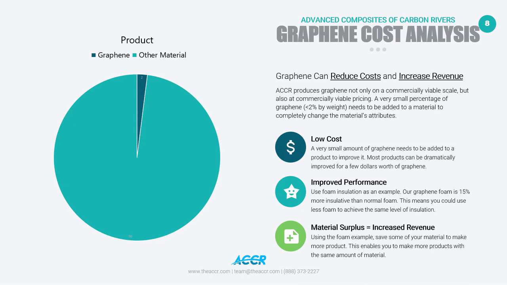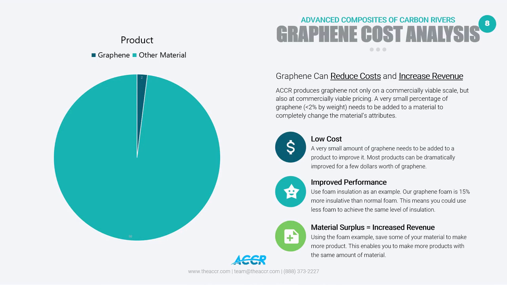Graphene is not just about making products better, you can also potentially lower their costs. Generally speaking, it takes less than 2% of graphene by weight to completely transform a material. Once graphene has been tuned to a specific material, it should see performance increases from 15 up to 50%.